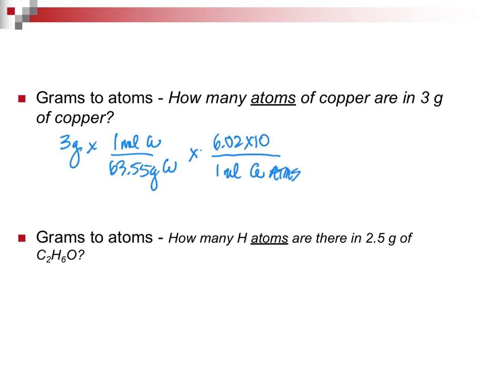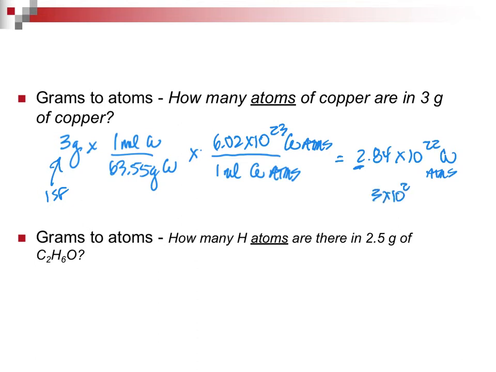6.02 times 10 to the 23rd copper atoms. And that will give us an answer of 2.84 times 10 to the 22nd copper atoms. And what I have is 1 significant figure and 1 significant figure. So that turns out to be 3 times 10 to the 22nd copper atoms.